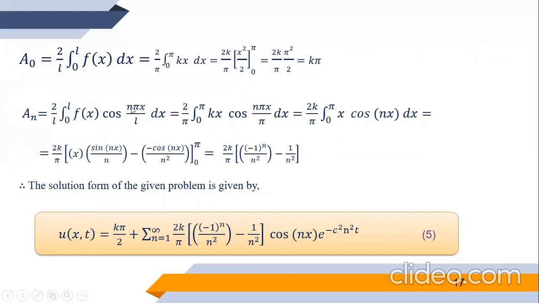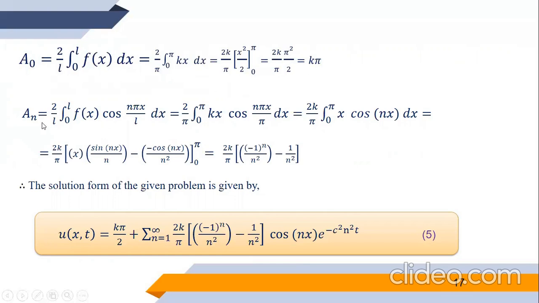So now we find the coefficients a0 and a_n. L is pi, so 2 by pi integral 0 to pi, the function f(x) is kx, so kx dx. Now we integrate and input the limits 0 to pi, so 2k by pi times x square by 2 from 0 to pi, so pi square by 2, the 2 cancels, pi cancels, so we get k pi. So a0 is k pi.